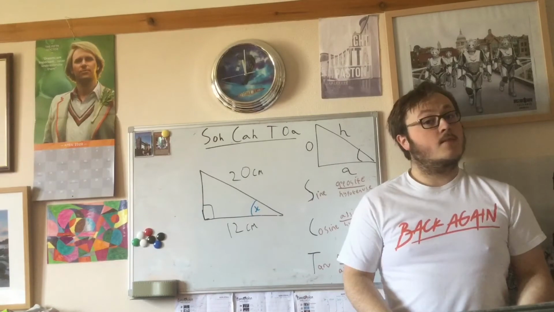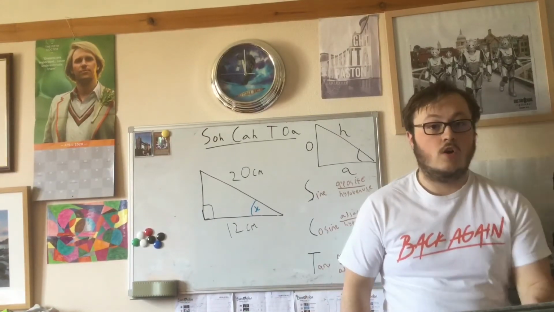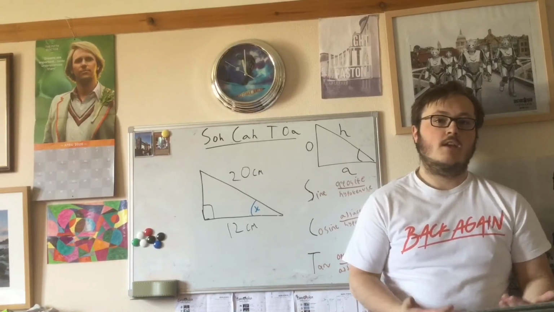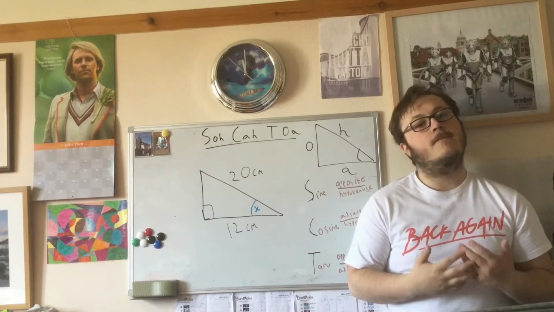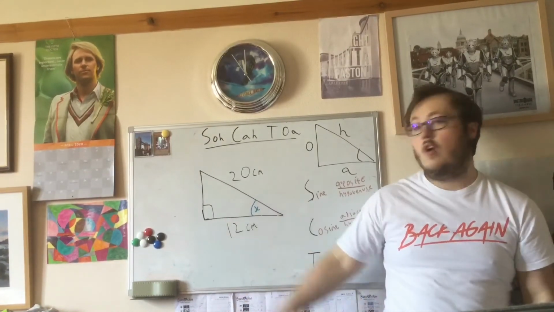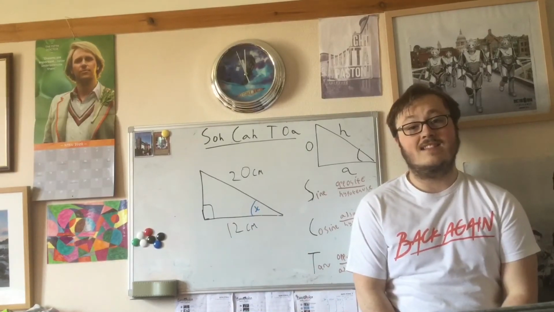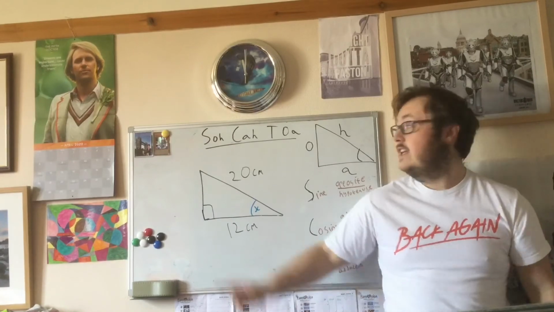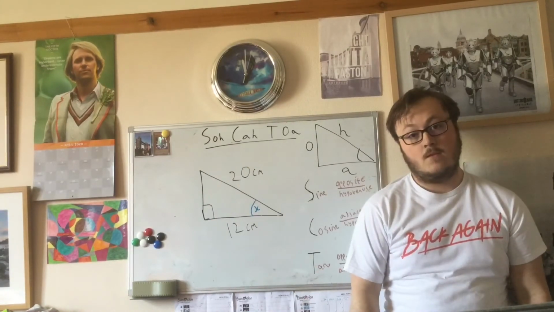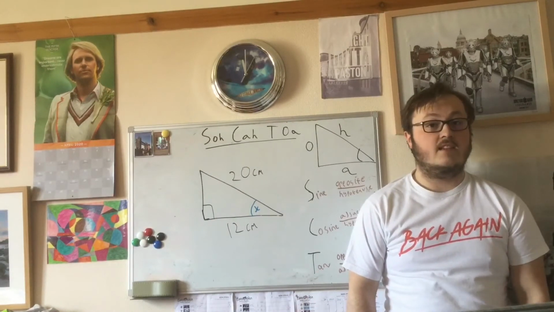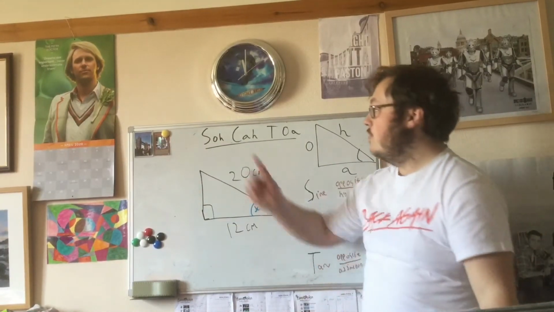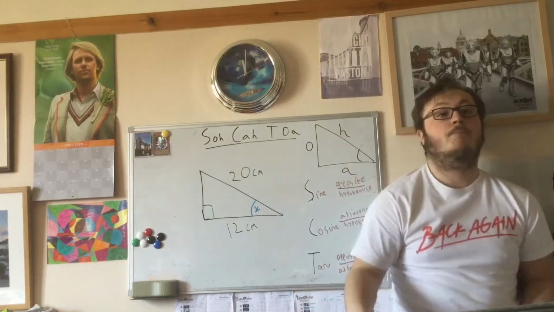For the previous 3, I've told you when we use SOH, I've told you when we use CAH, I've told you when we use TOA. So for this, I'm not going to tell you. I'm going to let you figure this out for yourself. I've got a hypotenuse of 20 centimetres and an adjacent of 12 centimetres. So the question I have is, firstly, do we use SOH? SOH is when we have an opposite and a hypotenuse. We have a hypotenuse, but we don't have an opposite. So we do not use SOH.